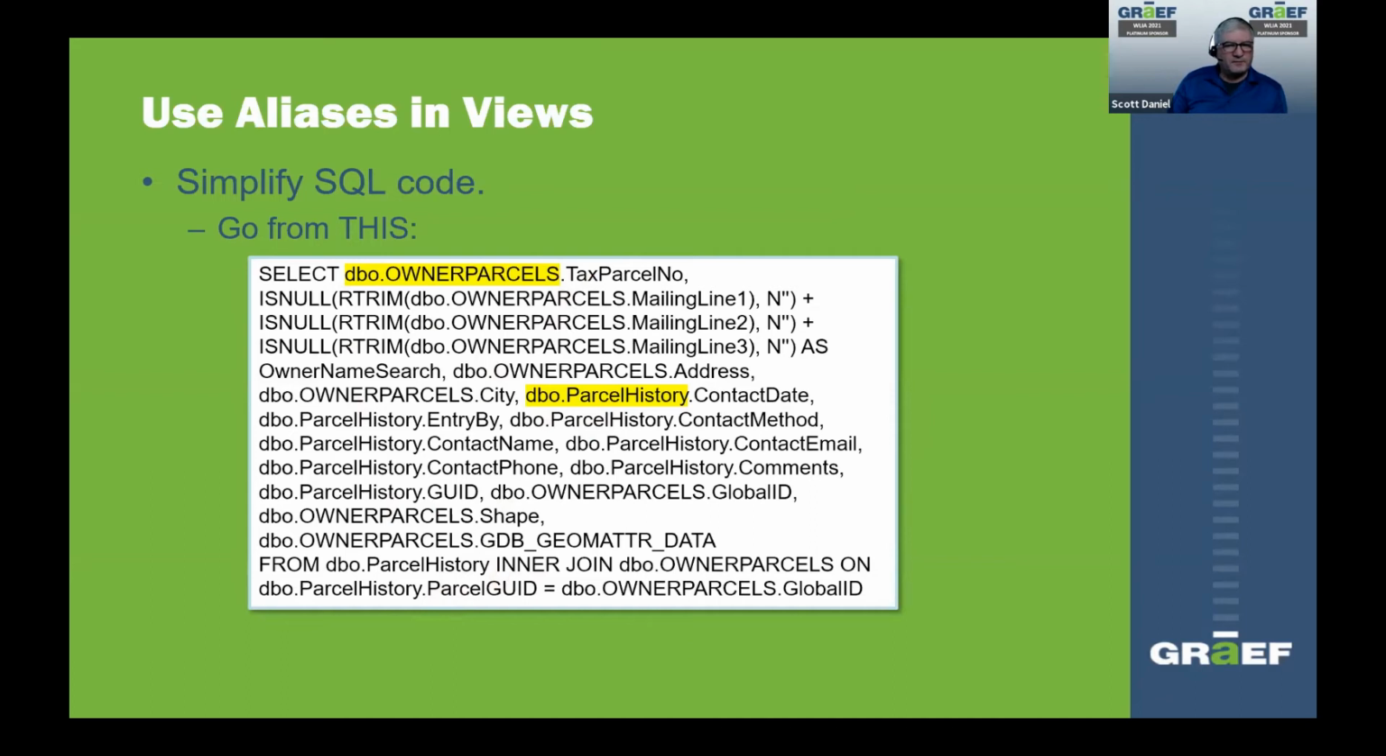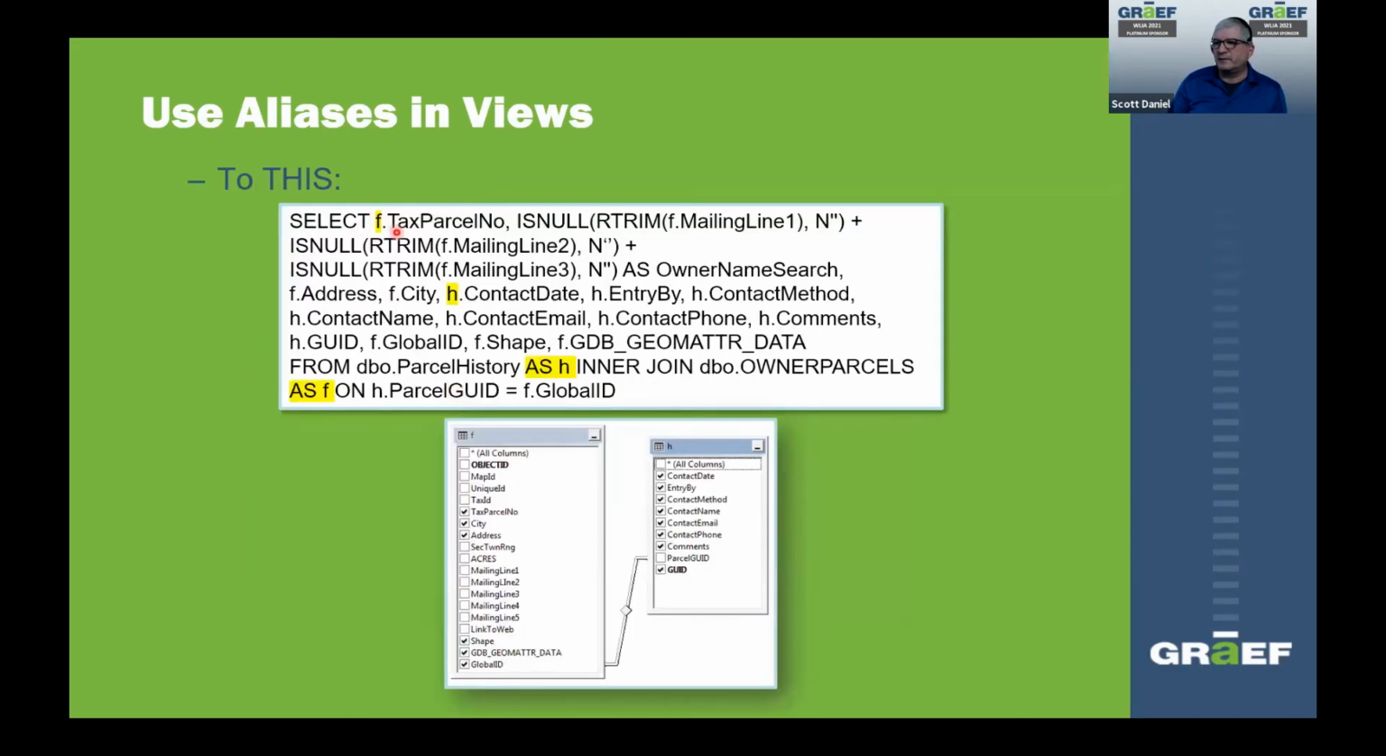But if you alias those tables, you can take that really massive string of select statement, and I just aliased F as the parcels, being the feature class, and H as the history. And so now you've got a much more readable view. And you can see where I've got the feature class F and H here. Worth taking a look at.